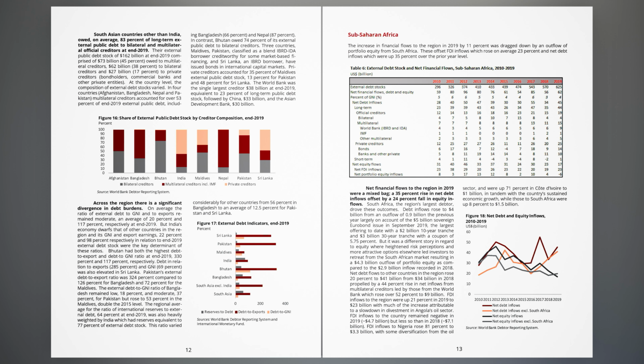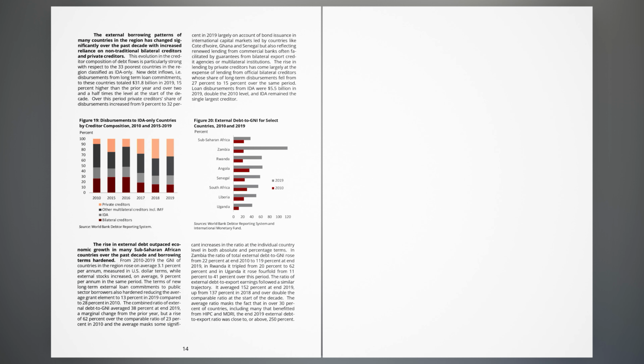Figure 20. External debt to GNI for select countries, 2010 and 2019. The rise in external debt outpaced economic growth in many sub-Saharan African countries over the past decade, and borrowing terms hardened. From 2010 to 2019, the GNI of countries in the region rose on average 3.1% per annum, measured in US dollar terms, while external stocks increased, on average, 9% per annum in the same period. The terms of new long-term external loan commitments to public sector borrowers also hardened, reducing the average grant element to 13% in 2019 compared to 28% in 2010.